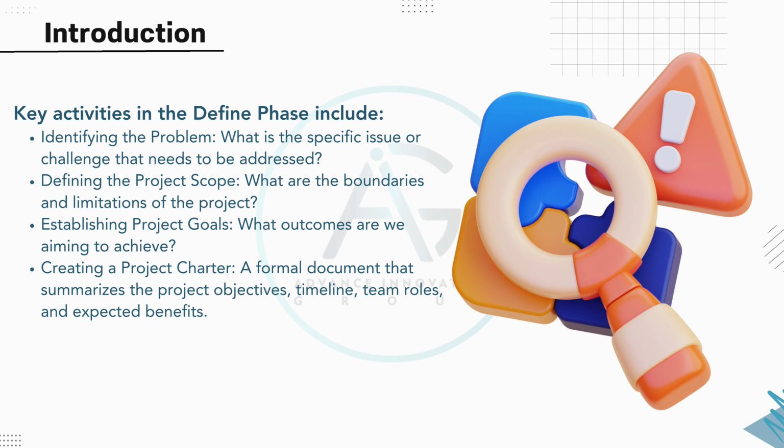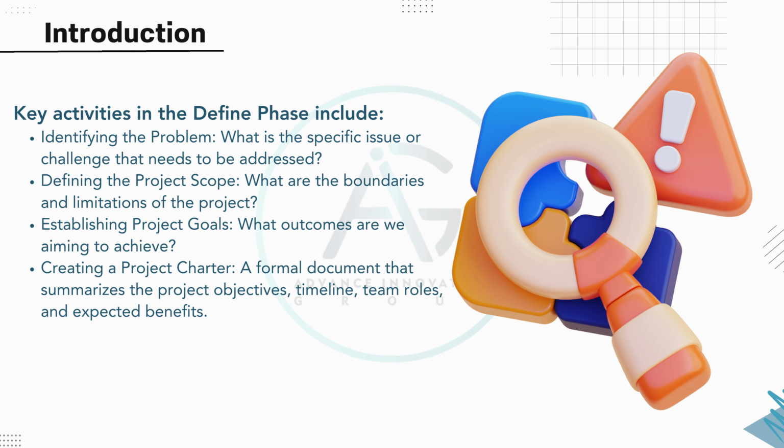Defining the project scope. Here, we clarify the boundaries of the project. What's included and what's not. This helps prevent scope creep later on. Establishing project goals. Next, we set clear, measurable goals. What do we want to achieve by the end of this project?